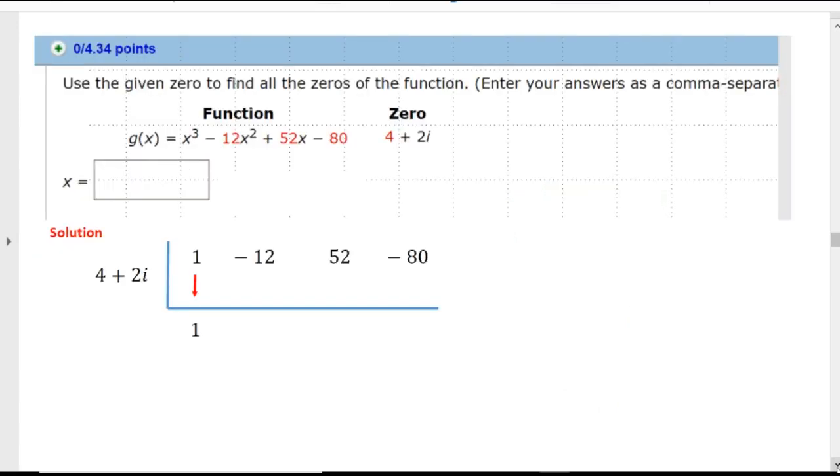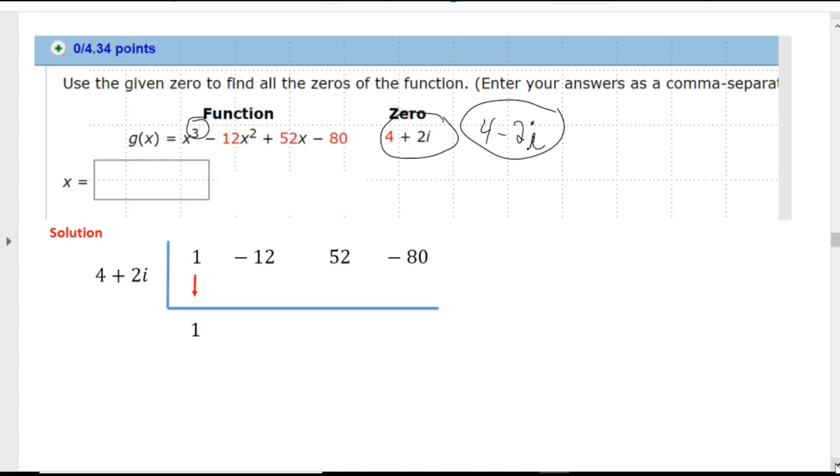Use a given 0 to find all the zeros of the function. So here, since 4 plus 2i is a 0, then the conjugate is also going to be a 0. So 4 minus 2i is also a 0. The degree is 3. That means we have 3 zeros. So we're missing 1 zero. So that's what we're going to look for. So I'm going to use synthetic division.